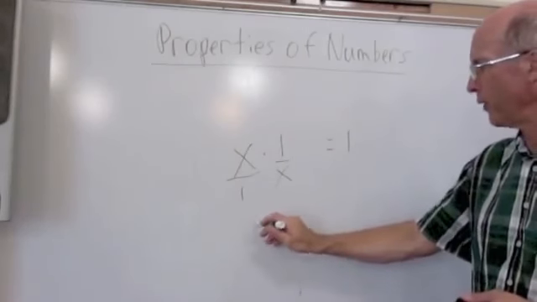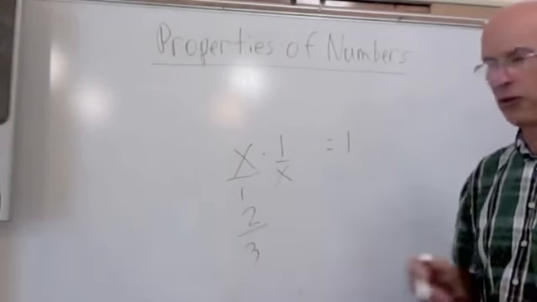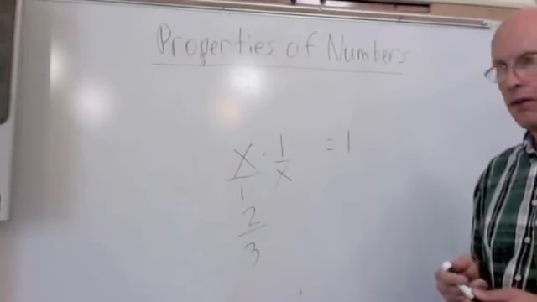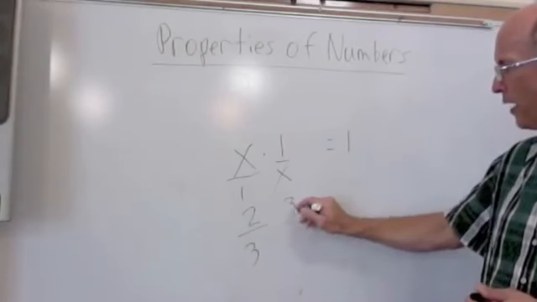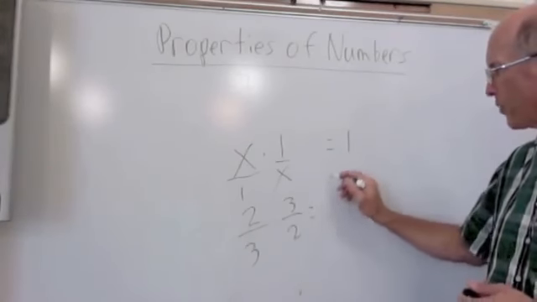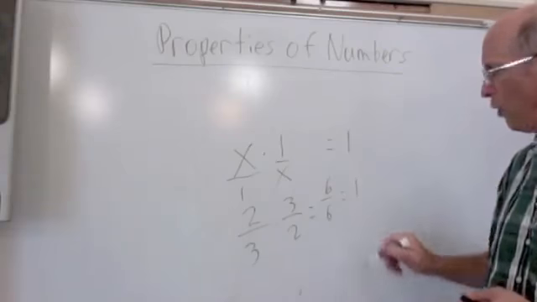Let's just try it for a second. What's the multiplicative inverse of 2/3? Well, the reciprocal of 2/3 is you take this and you just flip it on its head. It's 3/2. And if you try it, you get 6/6, which is 1.